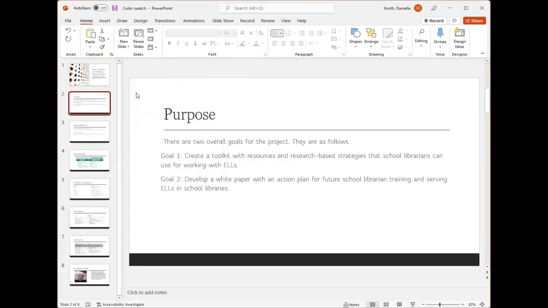As you know, the purpose of this project is to do two things. Goal one, we want to create a toolkit with resources and research-based practices that school librarians can use for working with English learners. And goal two, we want to develop a white paper with an action plan for future school librarian training and serving English learners in school libraries.